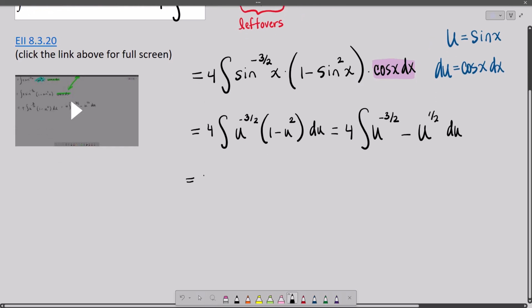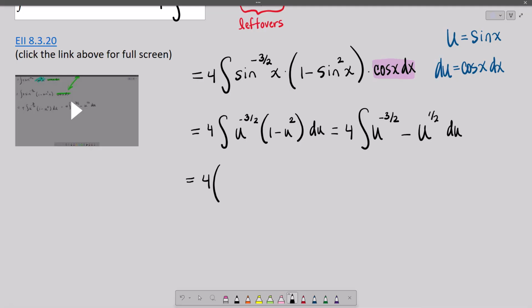So the power rule is going to give us, we add 1 to negative 3/2 and get negative 1/2. So u to the negative 1/2 dividing by negative 1/2 is the same thing as multiplying by negative 2. And then we add 1 and get u to the 3/2. Dividing by 3/2 is multiplying by 2/3. And then we have plus c.